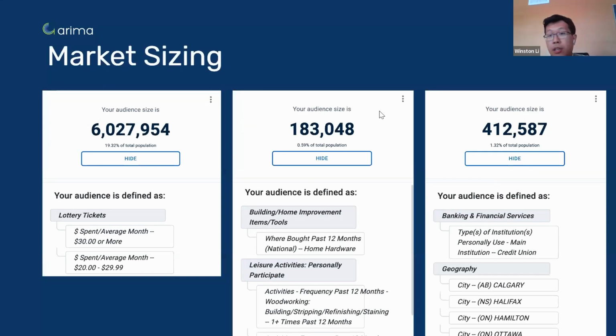Another example is market sizing. I don't know how many of you are interested in a consulting life or have worked in consulting in the past. I spent a little bit of time in consulting. I was at PwC for a while before I started Arima. One of the major tasks people ask is market sizing.